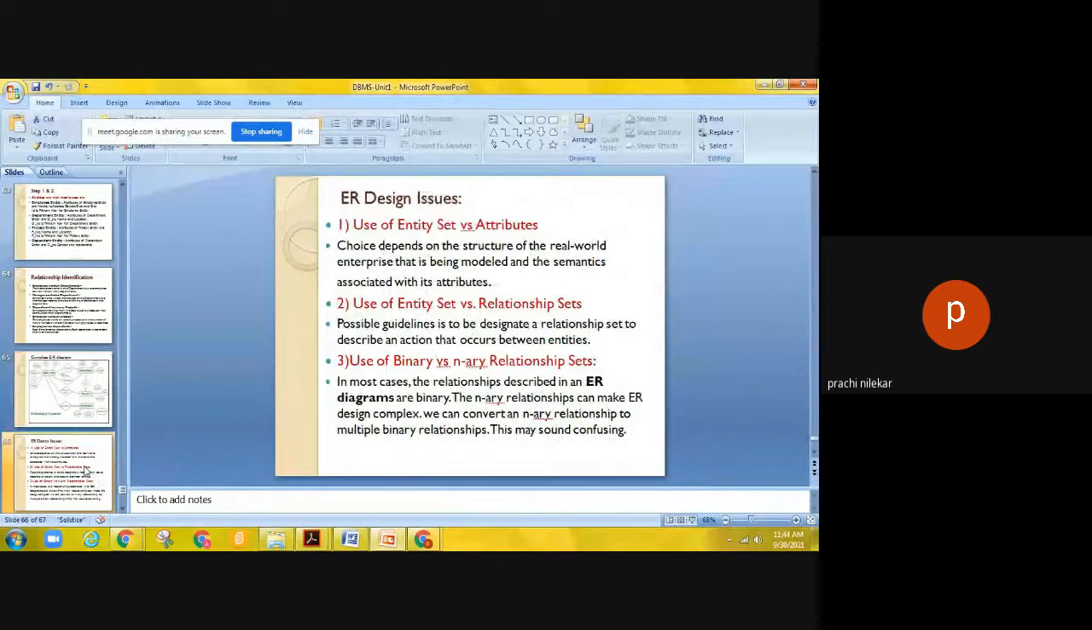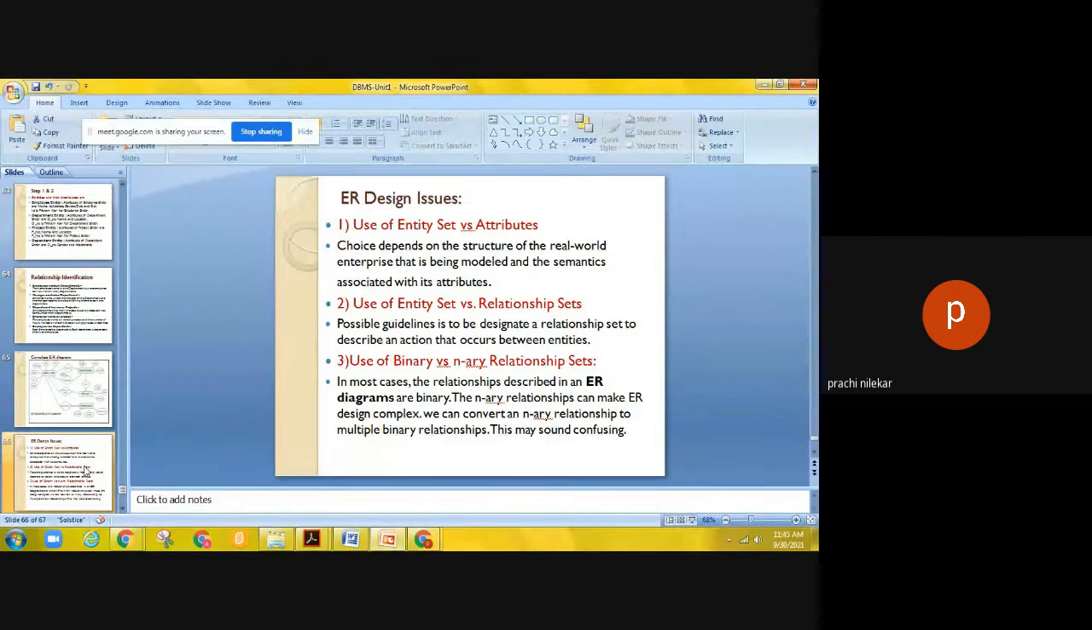Okay, now move to the next point, diagram issues. Yes, an ER diagram is a general purpose diagram. There is no hard and fast rule to design any diagram. It depends on the knowledge and experience of the database designer and the way they design the diagram.